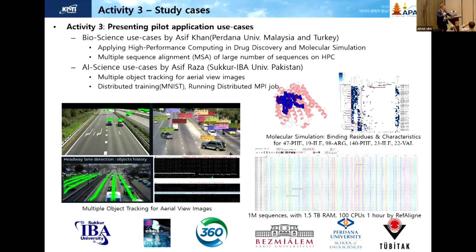More detail about the AI science of activity three will be presented by Asif Plaza in session 2. And the bioscience use cases by Asif Khan from Perdana University in Malaysia apply high performance computing in drug discovery and molecular simulation, and multiple sequence alignment, MSA, of a large number of sequences on HPC. More detail about this bioscience of activity three will be presented by Asif Khan in session 1.